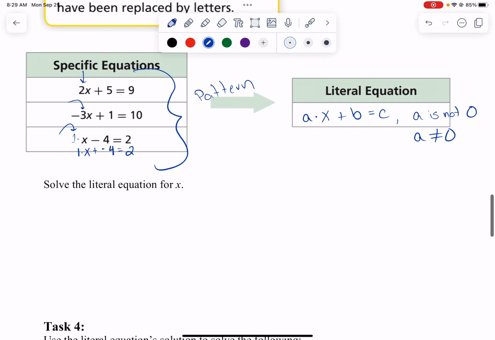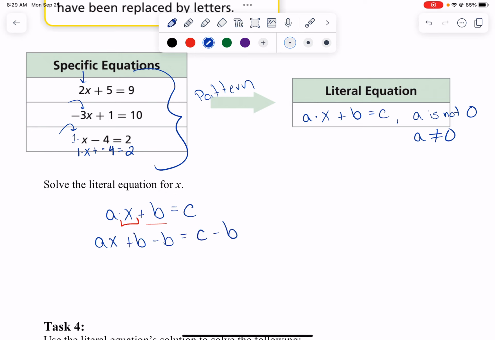So what we can do is we can take this literal equation instead and solve it for x. And then we can use basically that solving as a shortcut. Okay, let me show what I mean by that. So first thing to get this x by itself is I need to get rid of this add b. So to get rid of an add b, I need to subtract b or add a negative b. So plus b minus b equals c minus b.